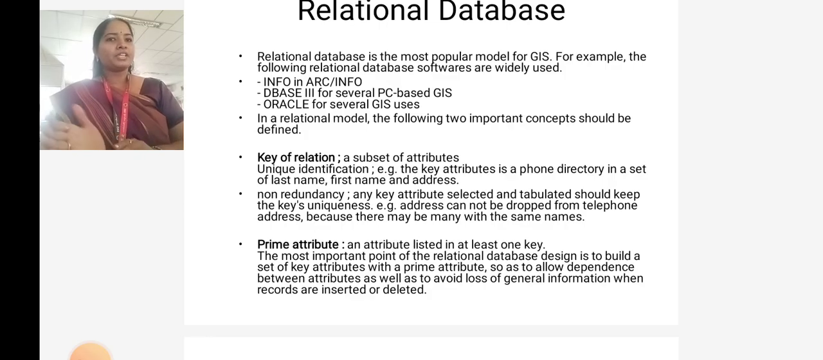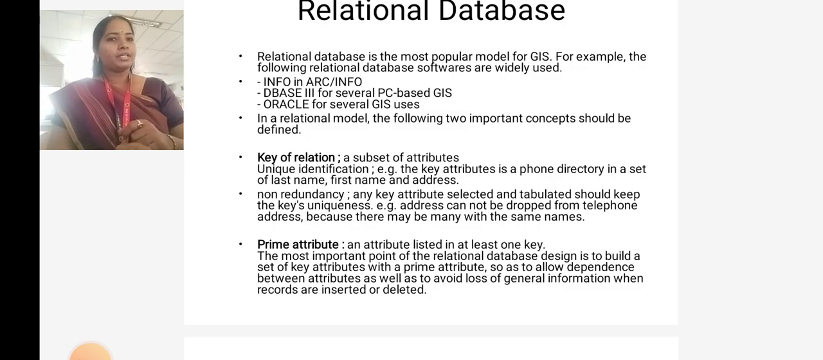So key of relation in the sense a subset of attributes for unique identification. For example, the key attributes in a phone directory are a set of last name, first name and then the address. Non-redundancy: any key attribute selected and tabulated should be kept. The key is uniqueness. For example, address cannot be dropped from the telephone directory because there may be many with the same names.